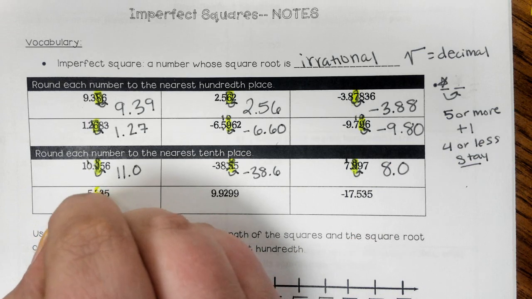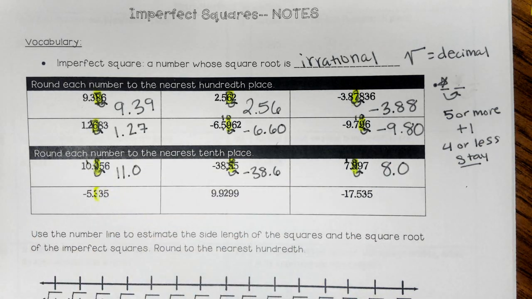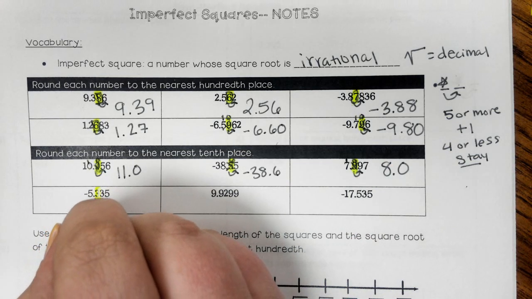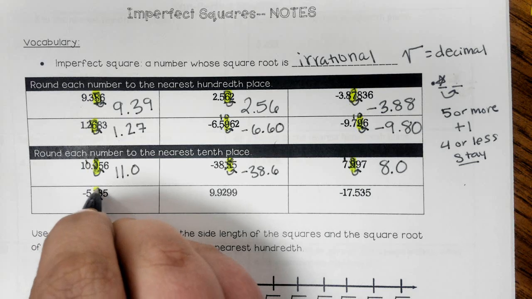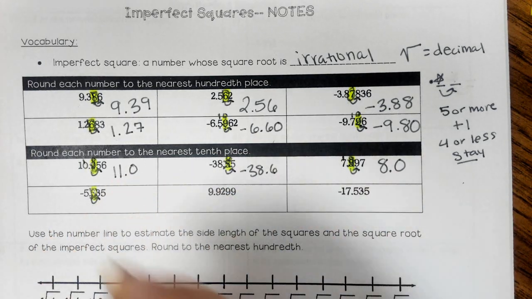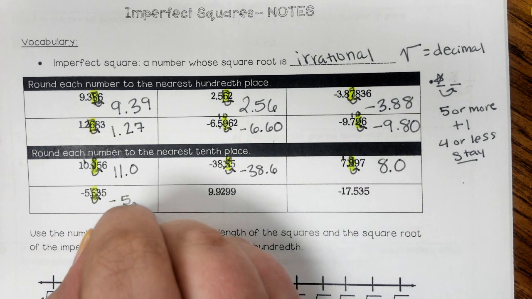Looking at the 10th spot, that's a 3. Directly behind it is a 3, which is 4 or less. So we're just going to keep the 3 all by itself, or just the same. So this is negative 5.3.